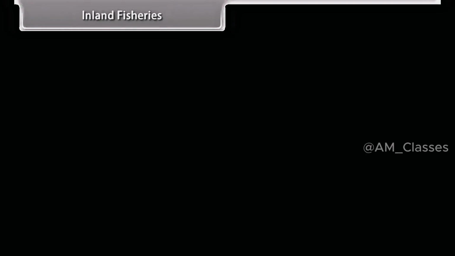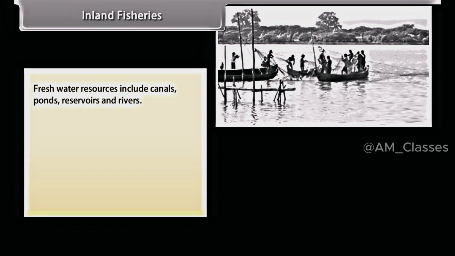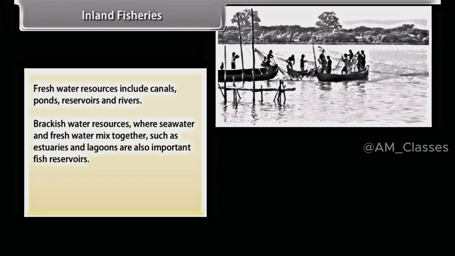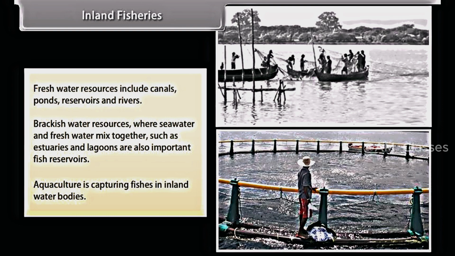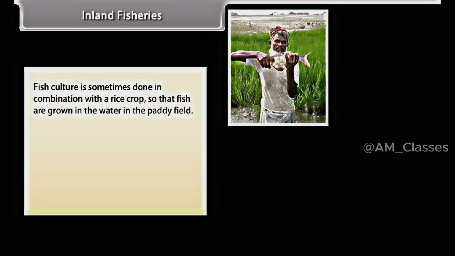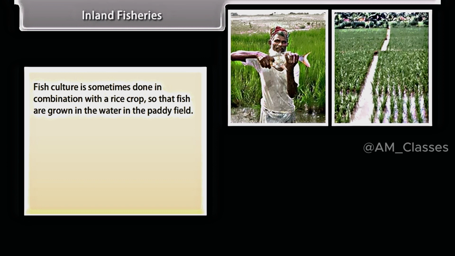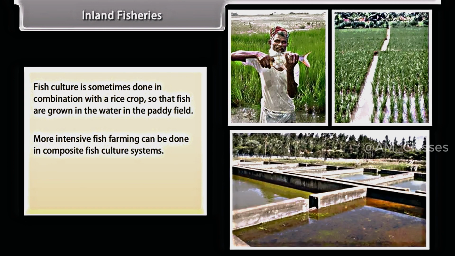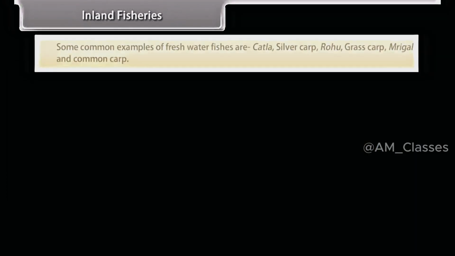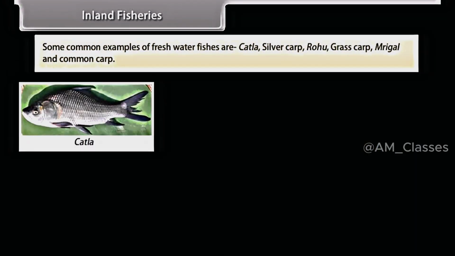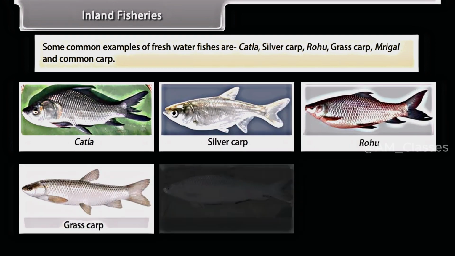Inland fisheries. Fresh water resources include canals, ponds, reservoirs, and rivers. Brackish water resources, where seawater and fresh water mix together, such as estuaries and lagoons, are also important fish reservoirs. Aquaculture is capturing fishes in inland water bodies. Fish culture is sometimes done in combination with a rice crop so that fish are grown in the water in the paddy field. More intensive fish farming can be done in composite fish culture systems. Both local and imported fish species are used in such systems. Some common examples of fresh water fishes are katla, silver carp, rohu, grass carp, mrigal, and common carp.